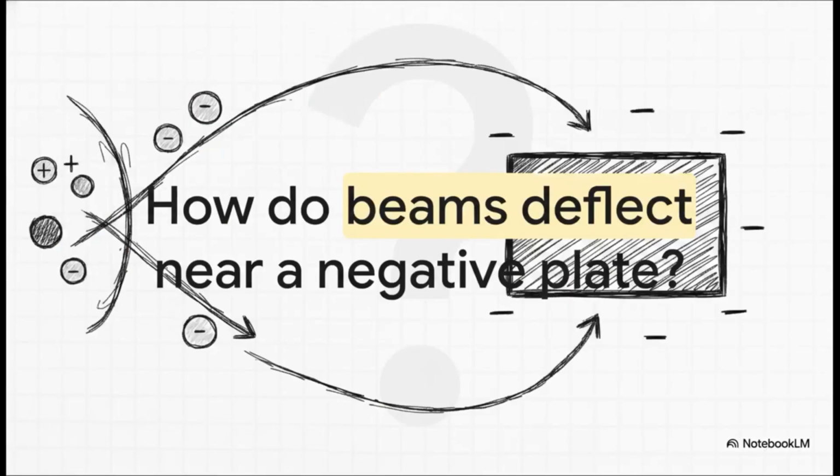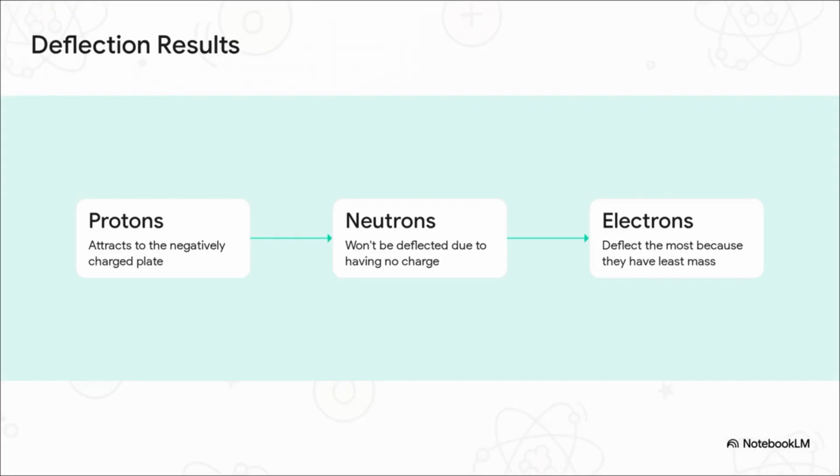Okay, let's test this out with a quick thought experiment. Imagine shooting a beam containing protons, neutrons, and electrons directly past a negatively charged plate. Based on what we know about their charges and masses, what do you think happens? Well, first, protons are going to be attracted to the negative plate because opposites attract. Second, the uncharged neutrons just pass straight through, completely unaffected. And finally, the negatively charged electrons are going to be repelled away. But here is the kicker. Because electrons have the least mass by a long shot, they experience the most dramatic deflection. It's pretty awesome subatomic physics in action.